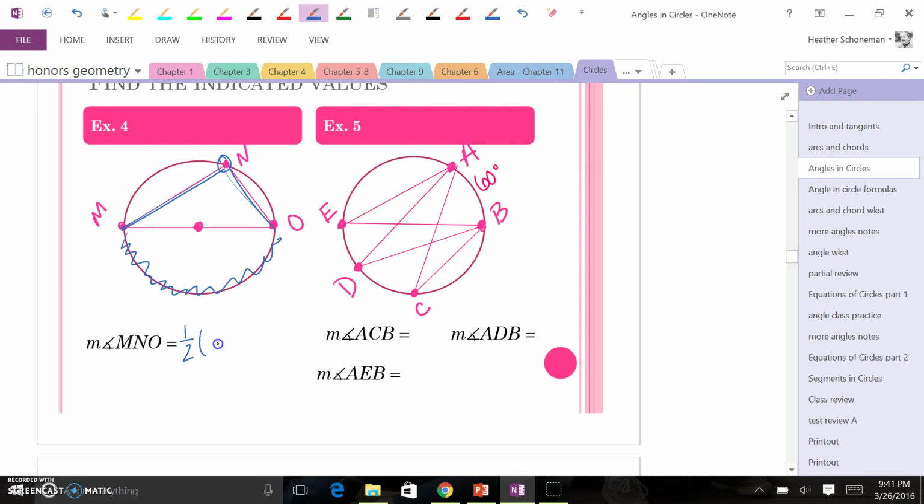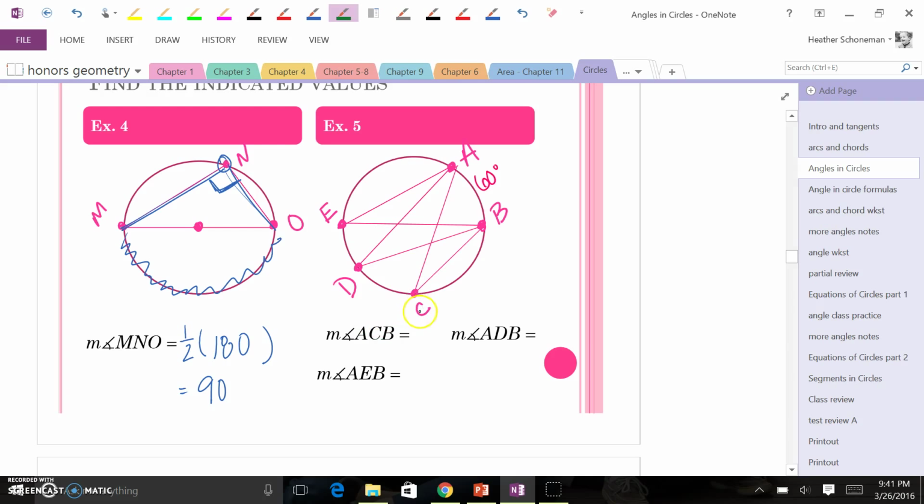Well, it didn't give us an intercepted arc, but we know it. This is a diameter, MO is, so this arc has to be 180. So it's 1/2 of 180, so that's 90. So anytime you have an inscribed angle where the intercepted arc is a semicircle, then it's going to measure 90 degrees.